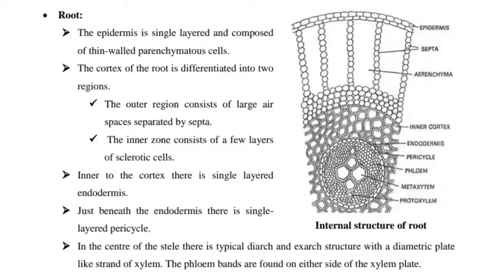Root. The epidermis is single-layered and composed of thin-walled parenchymatous cells. The cortex of the root is differentiated into 2 regions. The outer region consists of large air spaces separated by septa. The inner zone consists of a few layers of sclerotic cells. Inner to the cortex there is a single-layered endodermis. Just beneath the endodermis there is a single-layered pericycle. In the center of the stele there is a typical diarch and exarch structure with a plate-like strand of xylem. The phloem bands are found on either side of the xylem plate.